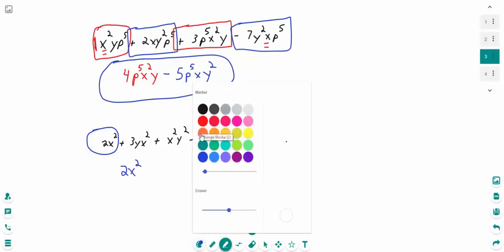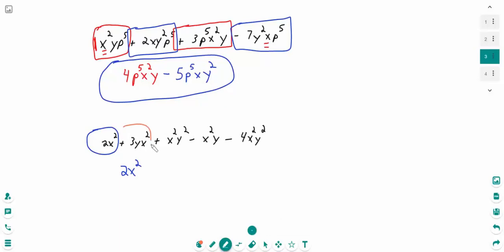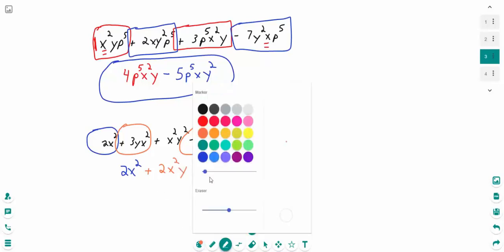All right. Now let's look for a like term with this one. So we have a positive 3yx squared. Do we see any? Well, yeah, here's a yx squared, which would be the same. So this guy is a like term. And then this one's y squared, x squared. It is not. So now we can combine these two for a positive 2x squared y, right?